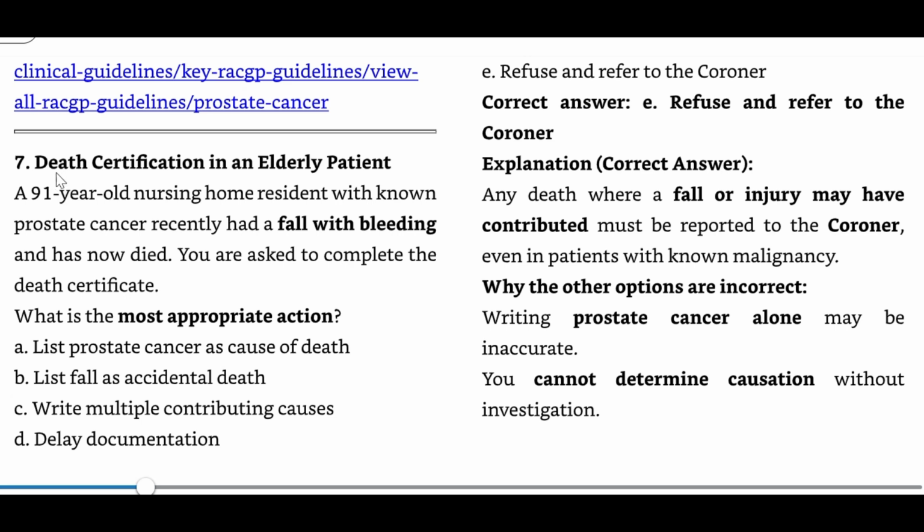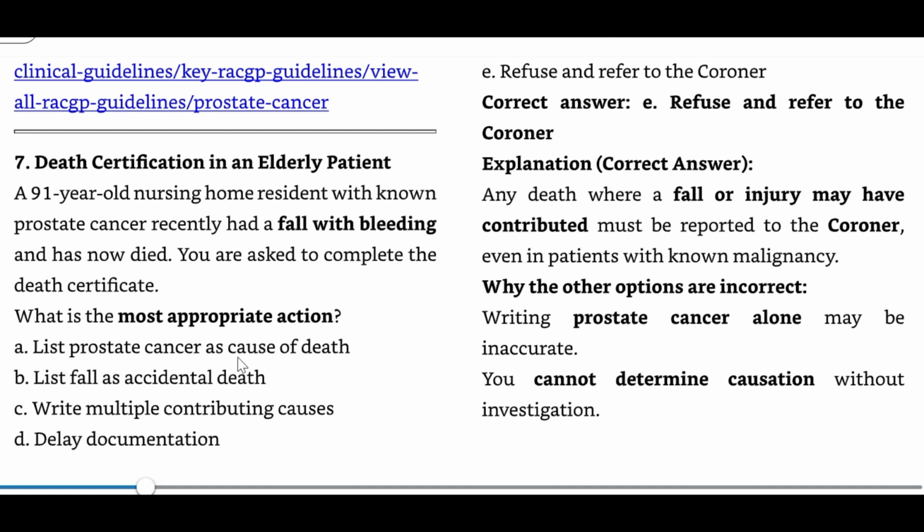This case is an example of this certification in an elderly patient. A 91-year-old nursing home resident with known prostate cancer recently had a fall with bleeding and has now died. You are asked to complete the death certificate. What is the most appropriate action?